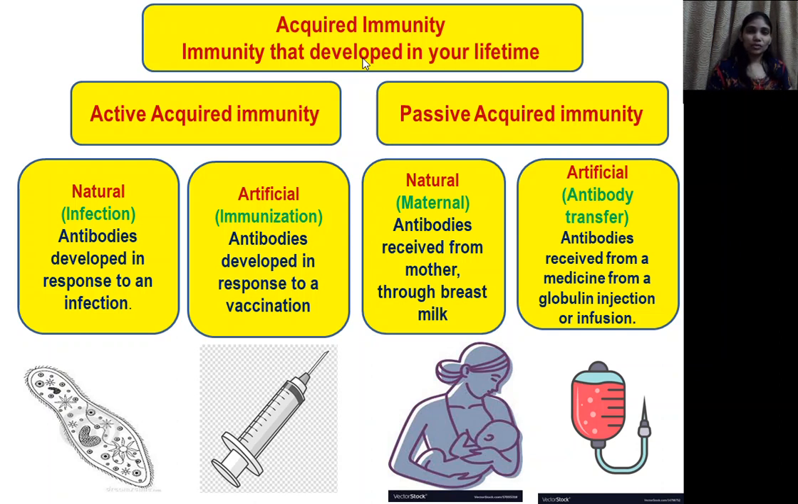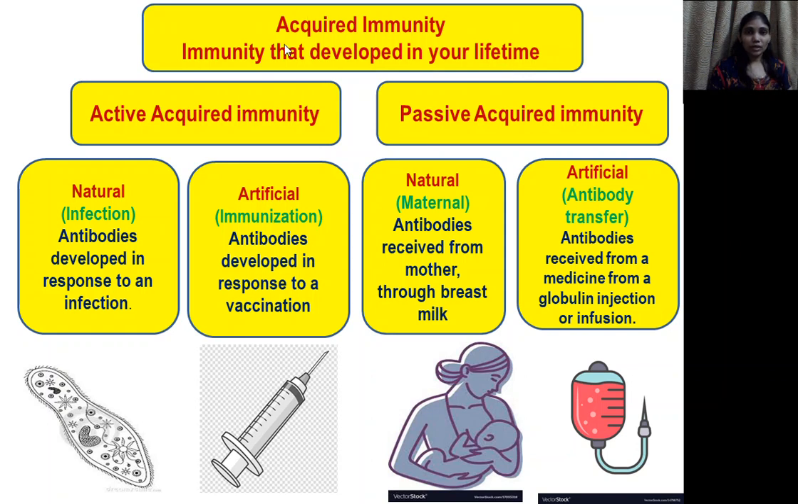Good morning students. Today we are going to study the next type of immunity in our immune system, which is acquired immunity. Last time we studied innate immunity and its different barriers. So today we will learn about acquired immunity. Acquired immunity is immunity that develops in your lifetime.